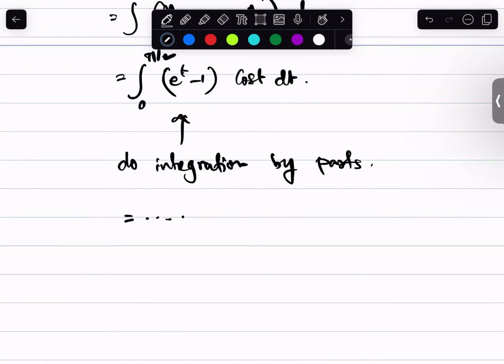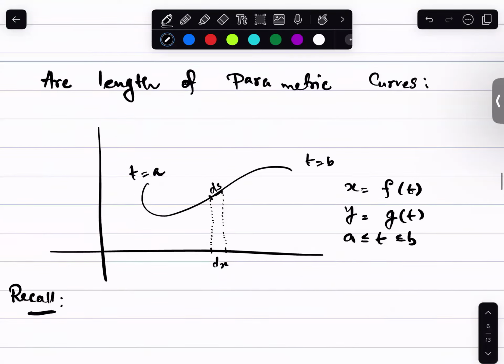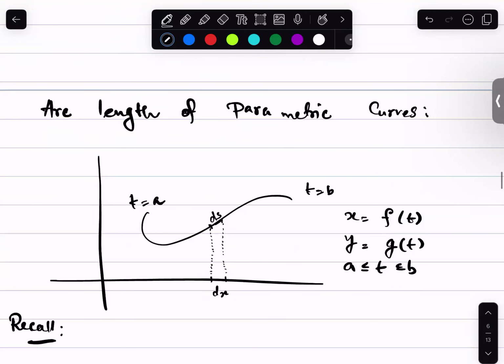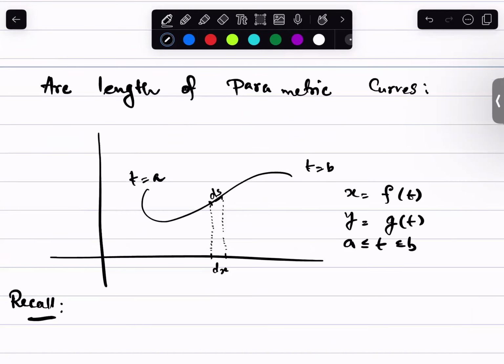Okay, this should continue. Okay, so the next topic is arc length of a parametric curve. Yeah, so this time also the setting is pretty much the same. Here also we have a curve given by this parametric equation, and t is varying from a to b.